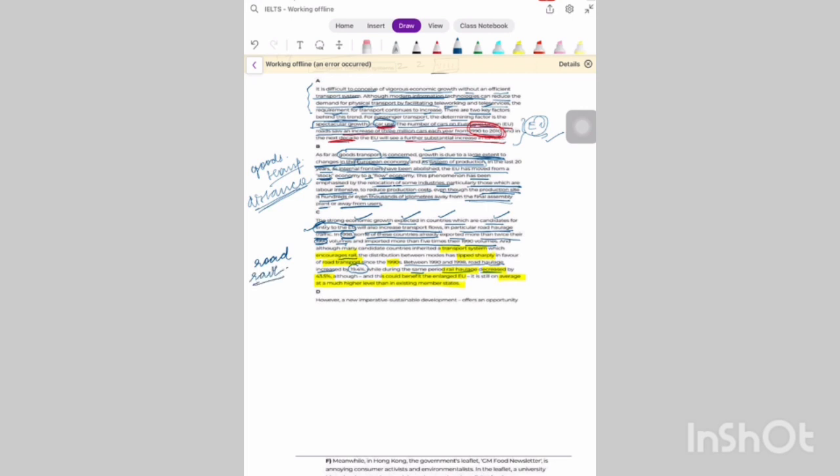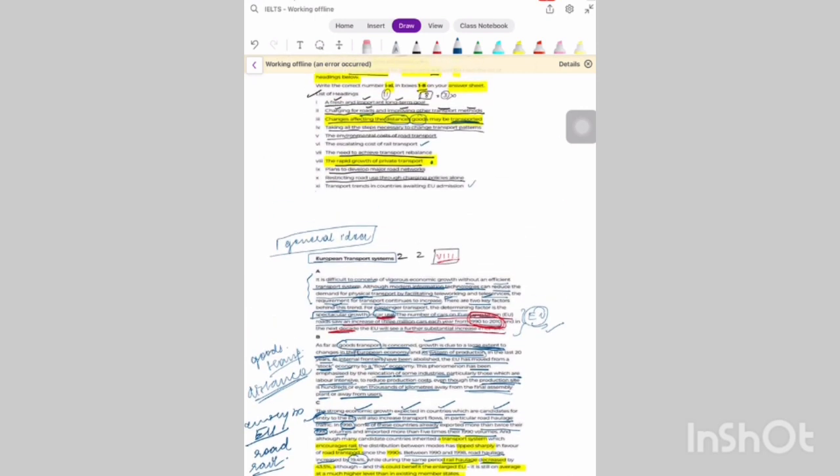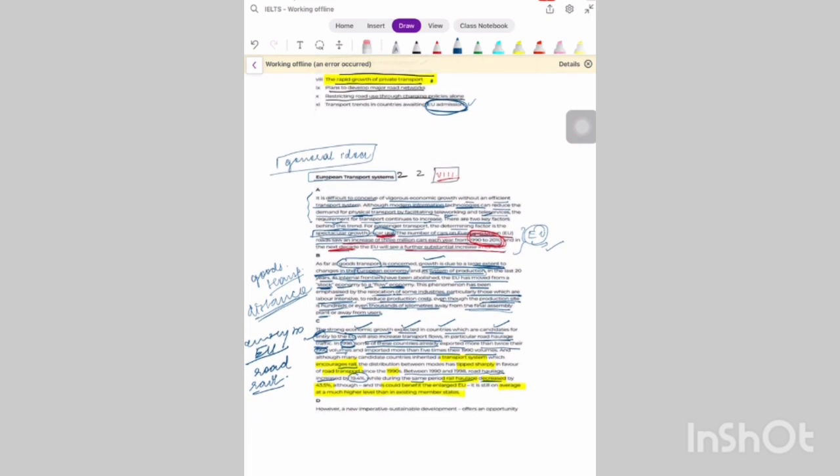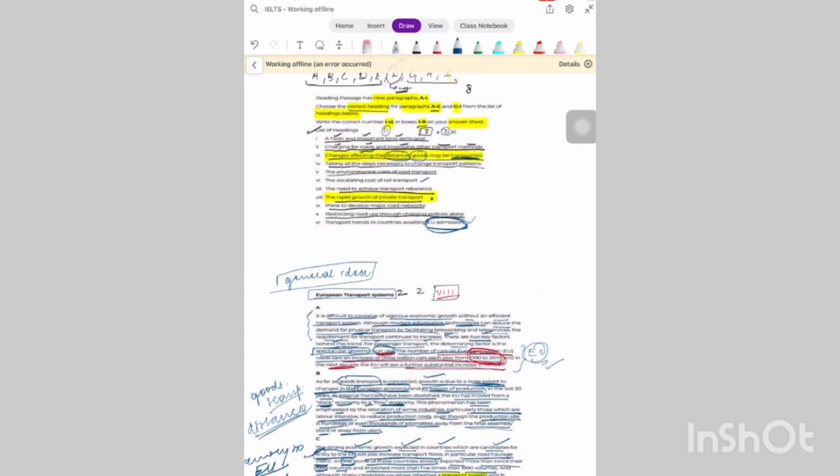And they are talking about entry to EU. Now, did you understand? If I were to match this particular language, which I previously also underlined, to each para, I won't get that. But I matched the keyword from the passage to the statement because I was confused. And there I got my answer, that transport trends in countries awaiting EU admissions.